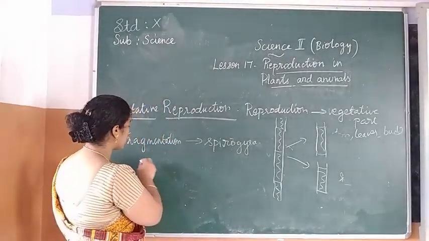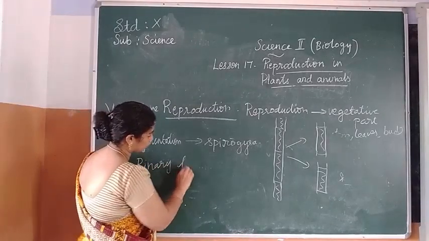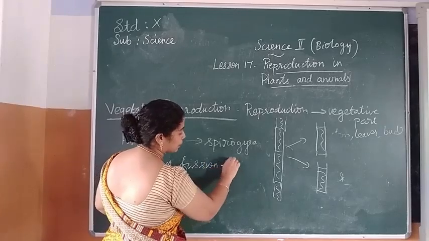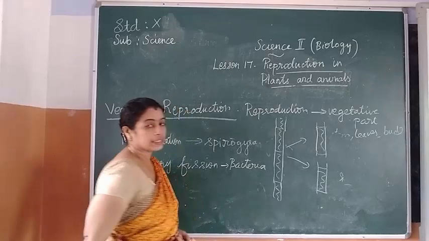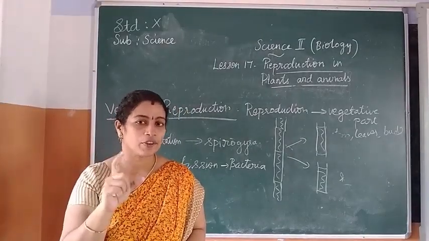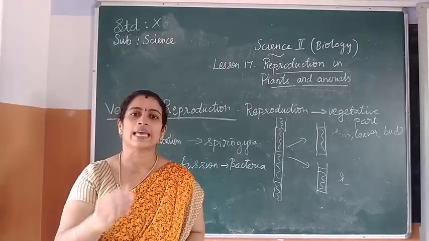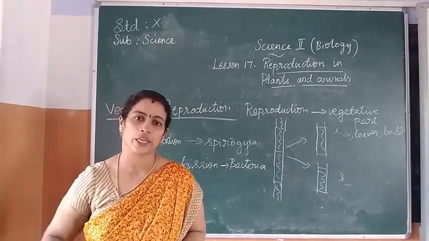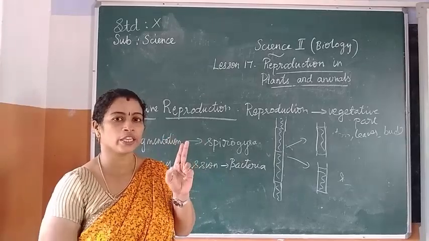Next one, binary fission. Example is bacteria. Here a single bacterial cell will be divided into two cells, and each cell will be able to grow separately into a new individual. So that is binary fission. Binary fission means dividing the body into two.